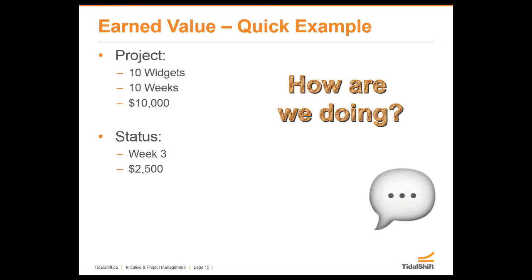Now, if I do the simple math and say, well, I'm at the end of week 3, I should have built 3 widgets, $1,000 per widget. I should be at $3,000. It looks like we're actually under budget. The reality is, though, we've only built 2 widgets, so we're actually behind schedule.